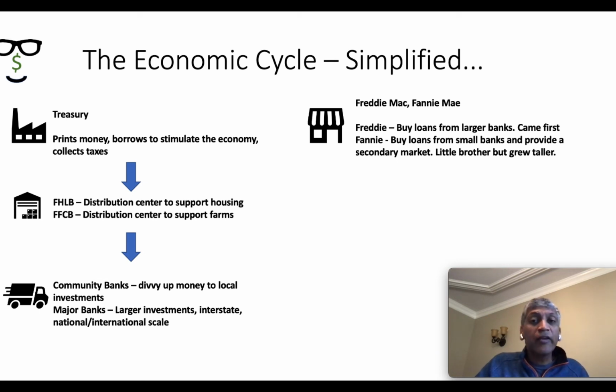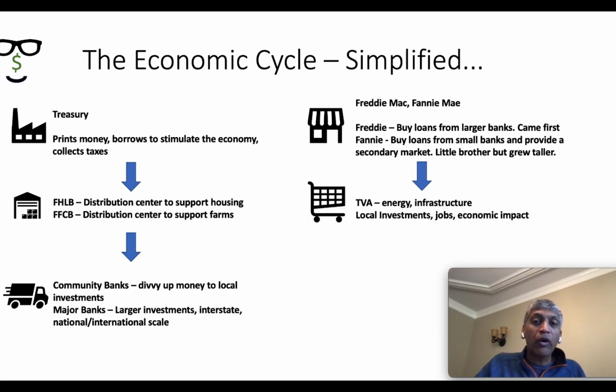And then there is a second class of entities, which is the Freddie Mac and the Fannie Mae. These are the institutions that buy the loans. So they are kind of a processor. If you looked at this as a factory where some widgets are being made, which is the Treasury, the warehouse of that money that is being made is the FHLB and the FFCB in this example. The distribution vehicles or the trucks that drive the money to the community banks and the major banks. The store where you go buy the widget is the Fannie Mae and the Freddie Mac.